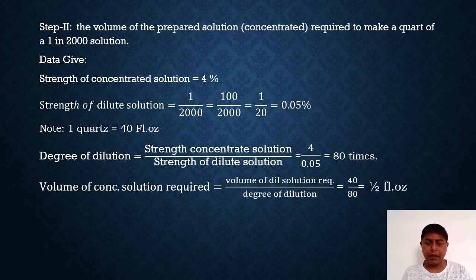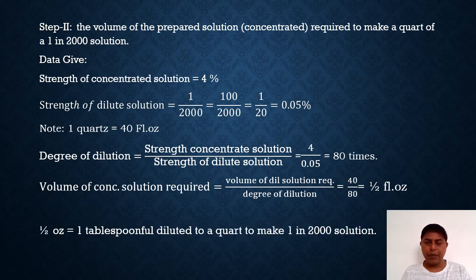The second thing is the volume of concentrated solution required, which we determine by the formula volume of dilute solution required upon degree of dilution. Volume of dilute solution required is 40 fluid ounce and degree of dilution is 80 times. So 40 divided by 80 gives half fluid ounce. Half fluid ounce means 1 tablespoonful of concentrated solution is required to be diluted to a quart, that is 40 fluid ounce, to make 1 in 2000 solution, that is 0.05% solution.